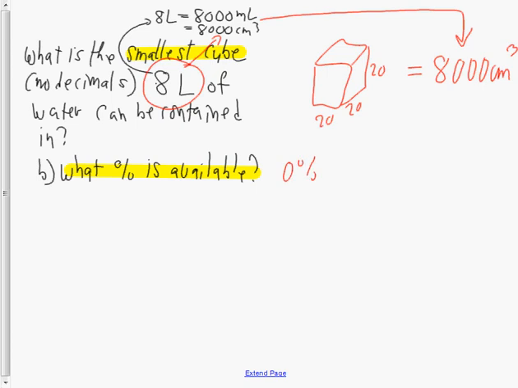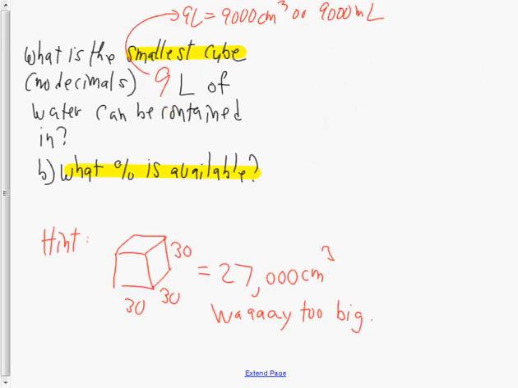But through the powers and miracle of YouTube, I'm going to change this question right now. And I'm going to change this number to 9 liters. And I want you all to do it now. Okay, so here's your hint. If we made a 30 by 30 by 30 cube, that volume would be 27,000 centimeters cubed, which is too big. And in the previous one, we knew that 20 by 20 by 20 was 8,000 cubic centimeters, which was not enough.